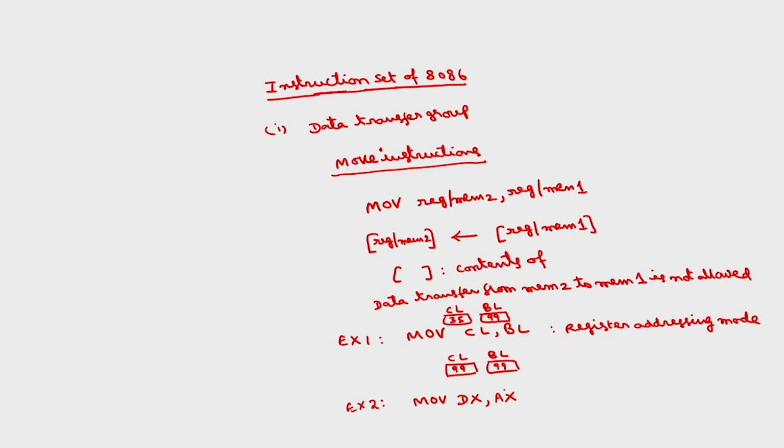Coming to the second possibility, we can transfer from memory to register or register to memory. I will discuss both. MOV register comma memory, or you can have MOV memory to register. Now, how to represent the memory?